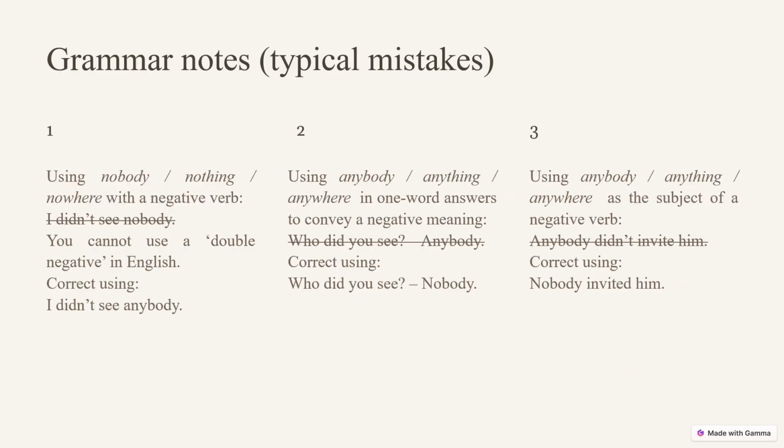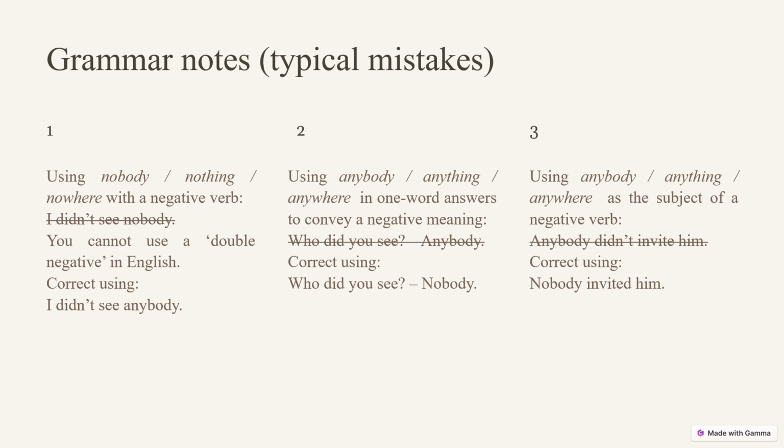Grammar note: the typical mistakes that we can meet in our speech. Using nobody, nothing, and nowhere with a negative verb. You cannot say, I didn't see nobody. You cannot use a double negative in English. And correct using, I didn't see anybody.